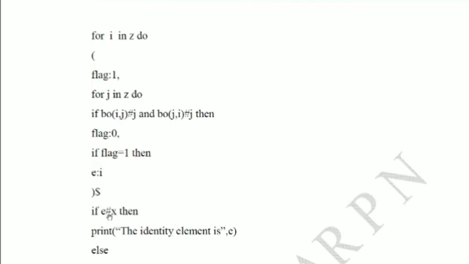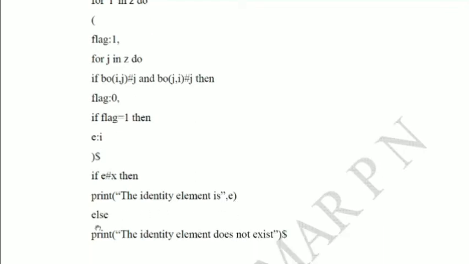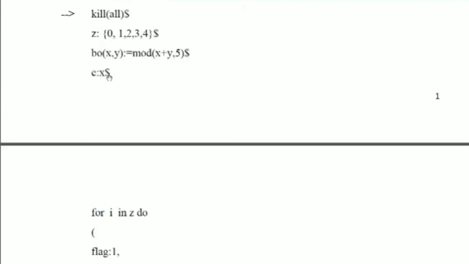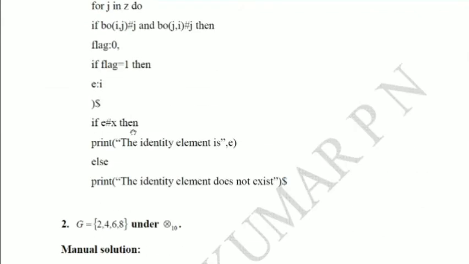So if E is not equal to X, then print the identity element is E. Right? Else print the identity element does not exist. That means if your E retains X only, if E is equal to X only, then the identity element does not exist. If E takes any other value other than X, then surely the identity element exists. This is how you have to run the Maxima code for getting the identity element of a given set.